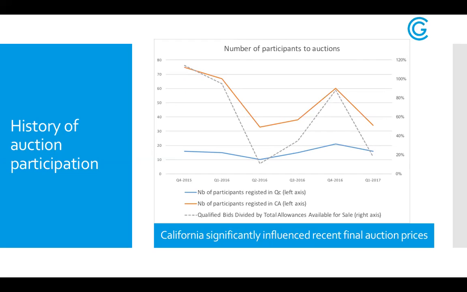While when we look at the participation from Quebec, it is much more stable over time. And what we see also is that the percentage of allowances being sold is correlated with the participation of Californian participants, which makes sense. California is a much bigger market. There are much larger players on that market. And of course, through the numbers of participants, they actually drive the overall acquisition of allowances during those auctions.